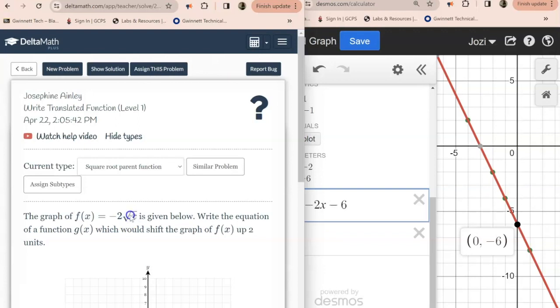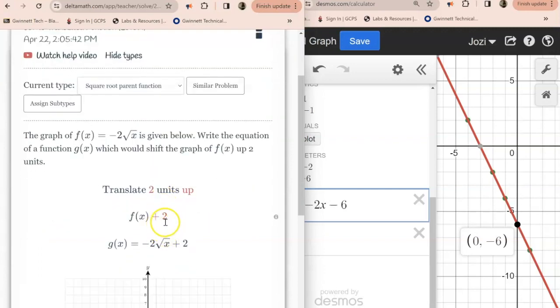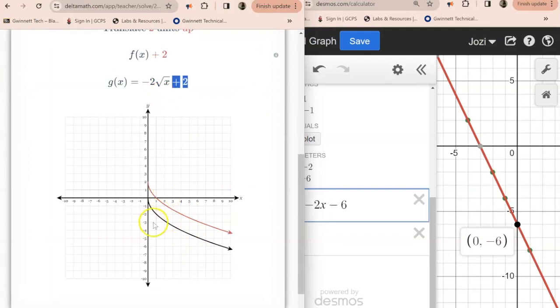It's not letting me highlight. So inside your square root are your parentheses. All right, and you're moving it up 2 units, so that's y and regular. So this is all the way outside. So not in here, but outside plus 2. All right, so again, they're showing you how it's moving here. If you put your question and your answer, you'll see this graph, then this graph, which is obvious that this has moved up.